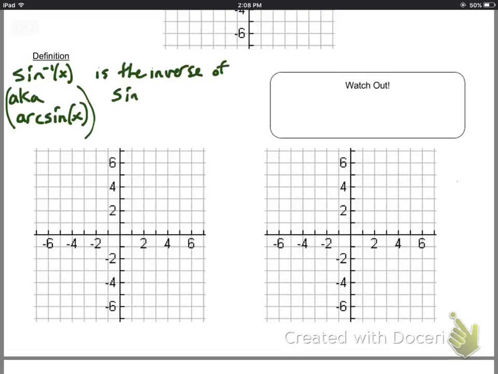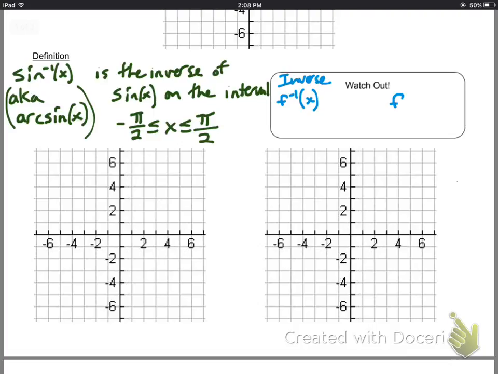And yeah, that is the inverse of sine on the interval from negative pi over 2 to pi over 2, including the ends. All right. So let's just draw that. Or let me put one caveat before we draw that.